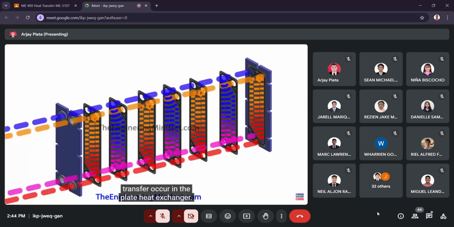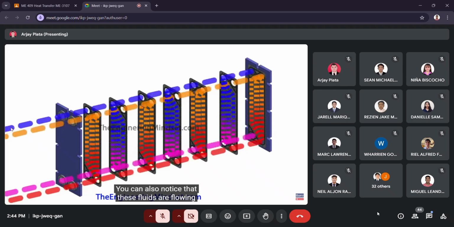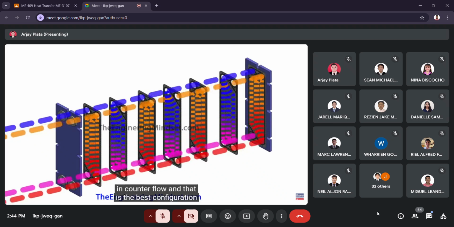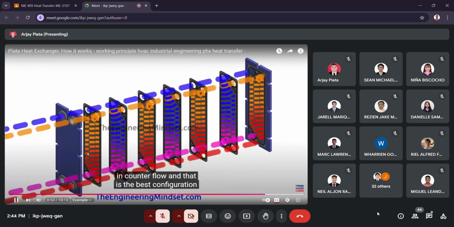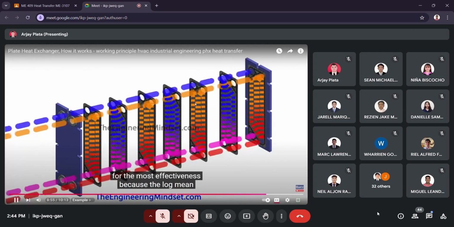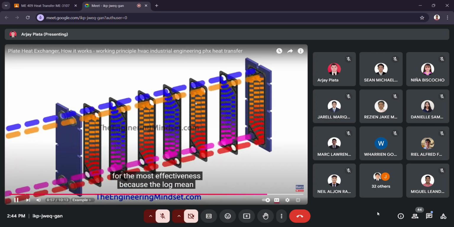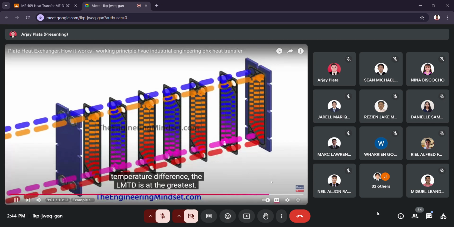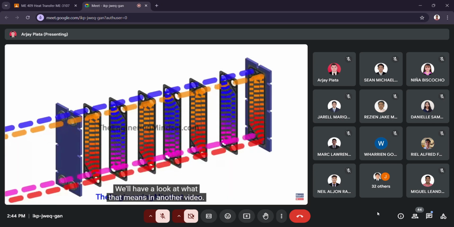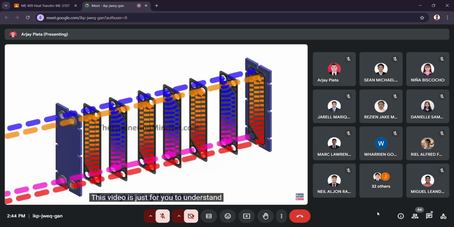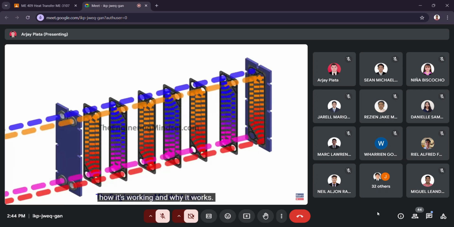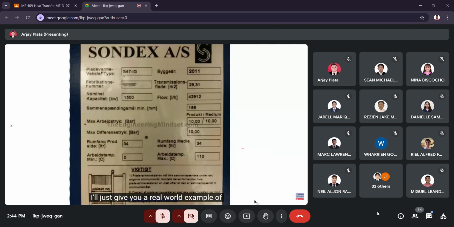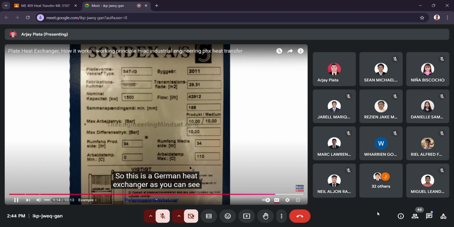Now you can also notice that these fluids are flowing in counterflow. Now that is the best configuration for the most effectiveness, because the log mean temperature difference, the LMTD, is at the greatest. We'll have a look at what that means in another video. This video is just for you to understand how it's working and why it works. I'll just give you a real world example of a heat exchanger here as well. So this is a German heat exchanger, as you can see.